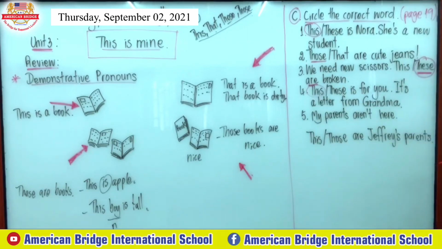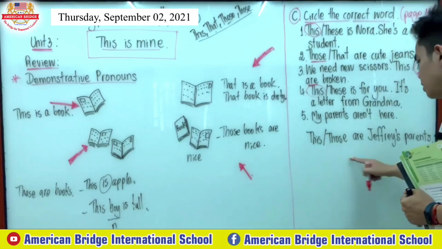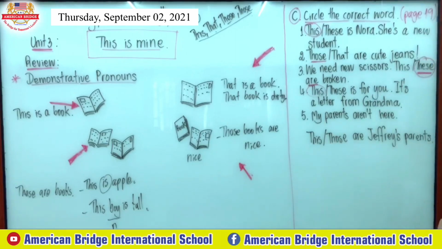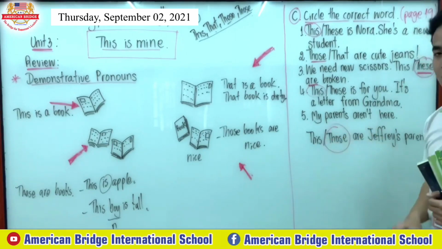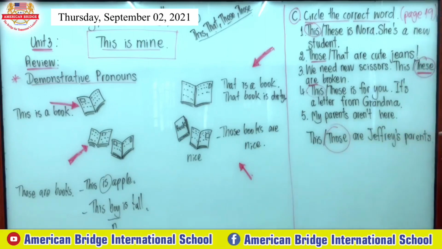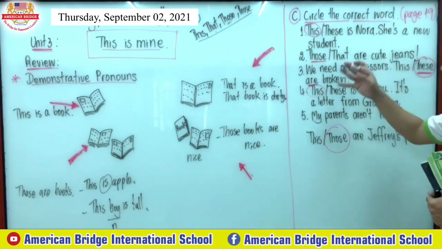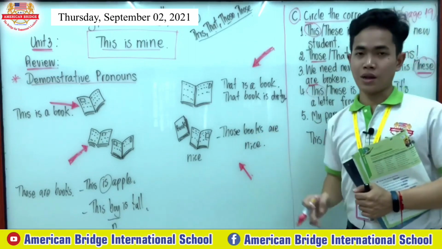So number five is my parents aren't here. This or those are Jeffrey's parents. Okay, so the correct answer, this or those, everyone. So those is the correct one. So those are Jeffrey's parents. Okay, we're done in our second session.